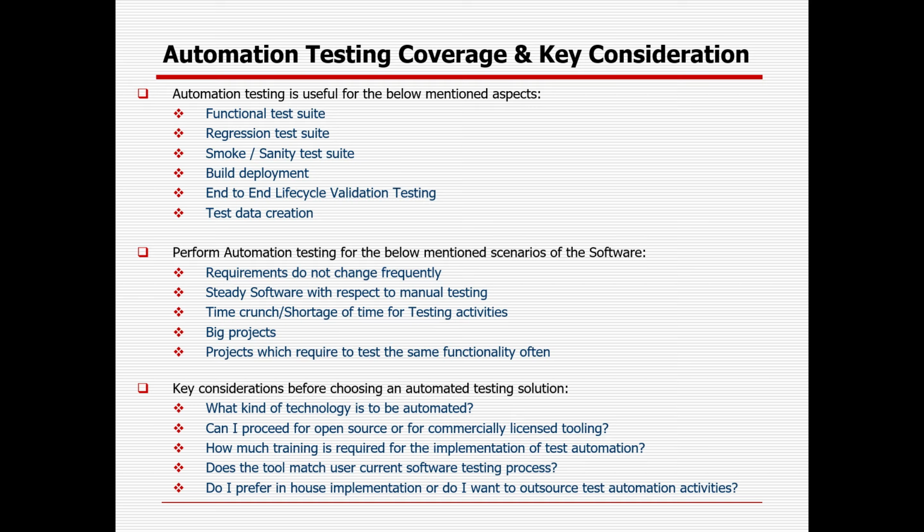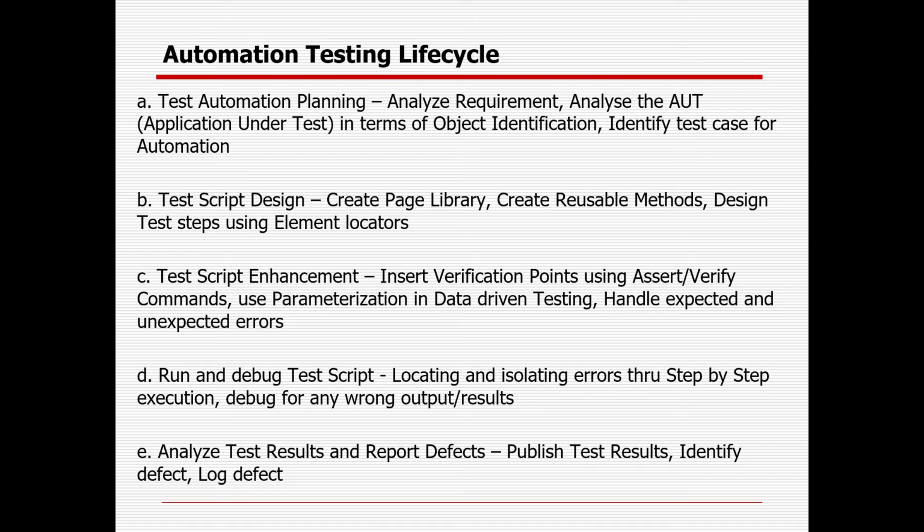Just like the software development cycle, the software testing cycle, and the defect management cycle or defect life cycle, there is an automation testing life cycle also. There are 5 steps: planning, script design, enhancement, debugging the script, and analyzing the result and reporting the defect. As part of planning, you will analyze the requirement. You will analyze the application under test, in terms of whether you are able to identify all the objects or not, and you need to identify which test cases you will be automating.